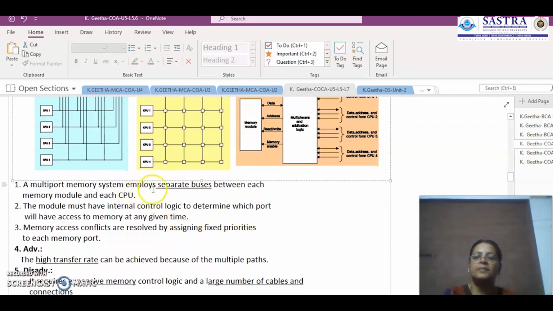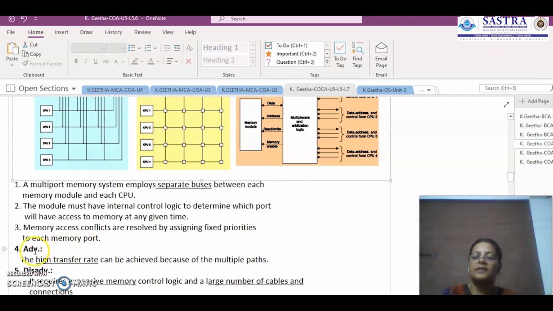So the multi-port memory system employs separate buses, and the module must have some control logic to determine which port should be connected to which memory module and for how long it should be connected. And if there are any memory access conflicts, then they have to be resolved by assigning fixed priorities to each memory port. So based on the priority, the connection will be established.